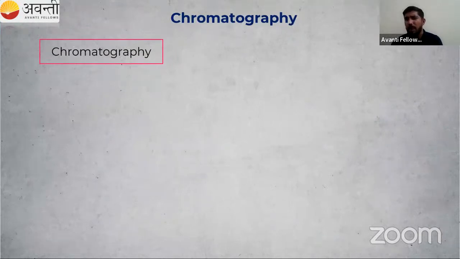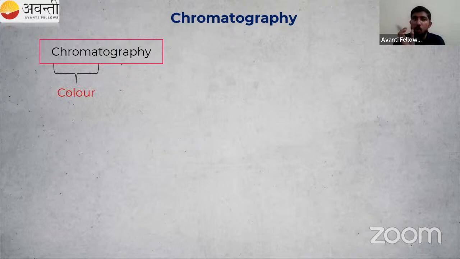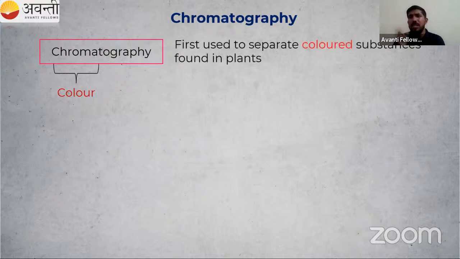We will just start chromatography. Questions are asked from chromatography also. So chromatography, what is that? In Greek, chroma means color. This technique, chromatography, was first used to separate colored substances present in plants. In plants there are so many compounds, and some colored substances are there. To separate those colored substances, chromatography was first used.